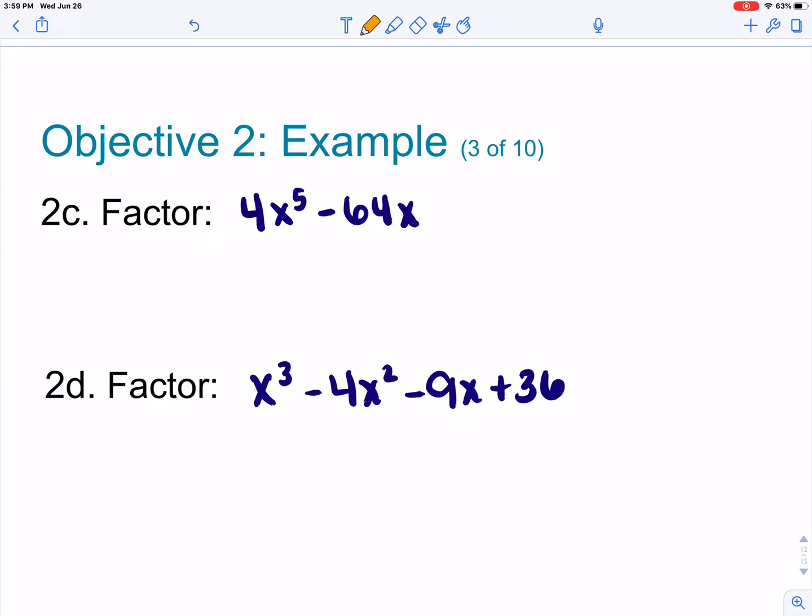All right, so 4x to the fifth and 64x. Well, 4 times 4 times 4 is 64, so I think they're both divisible by 64. So I'm going to start there. Or sorry, they're both divisible by 4. And the first one has 5 x's, the back one has 1, so I can pull 1 out. So let's see, 4 divided by 4 is 1. X to the 5th divided by x is x to the 4th. 64 divided by 4 is 16. So then there's my answer.